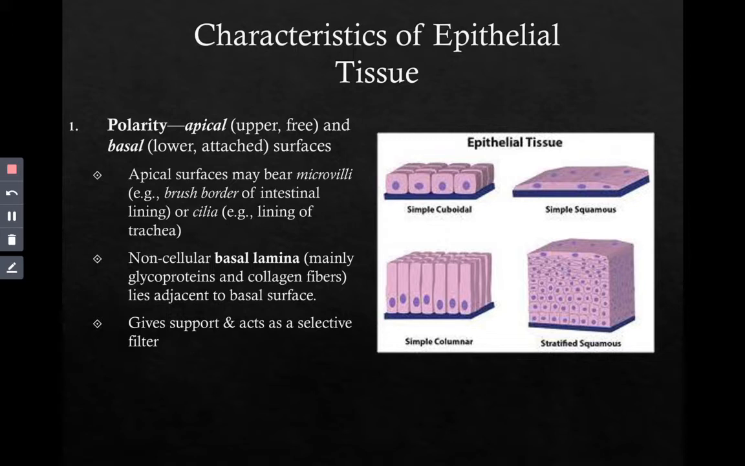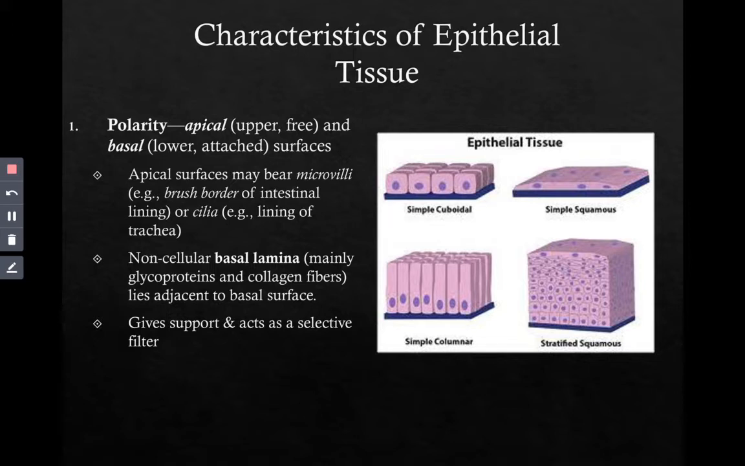The basal surface connective tissue is not only giving support, because we know connective tissue is supportive, but it also acts as a selective filter. If something can't get past that connective tissue layer, it's never going to get to the epithelial cells from the bottom or from below that epithelial sheet. So just remember that epithelial tissue is polar because it has an apical and basal layer.